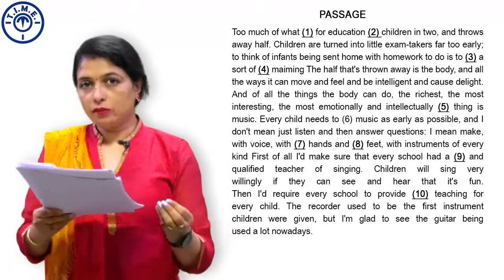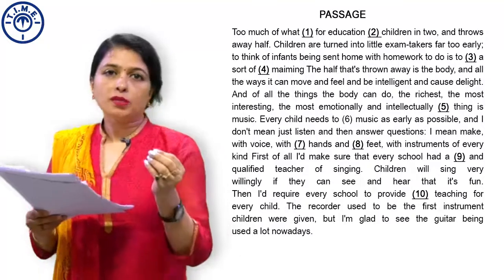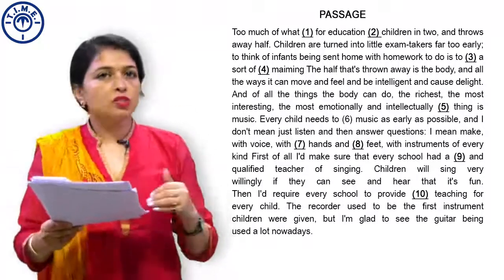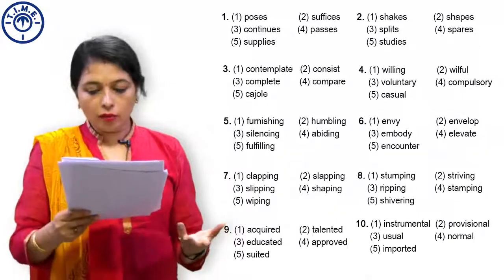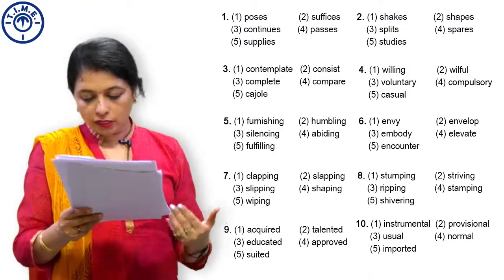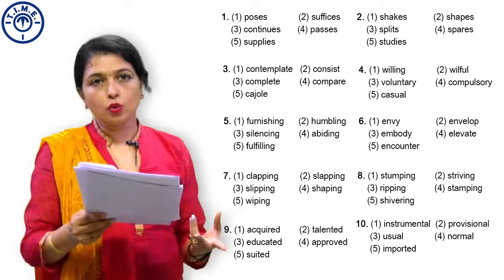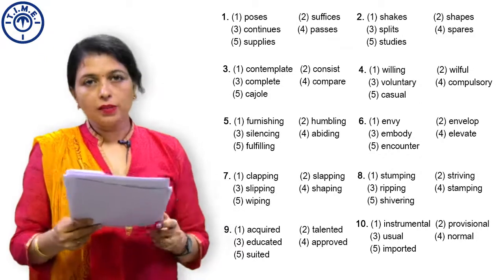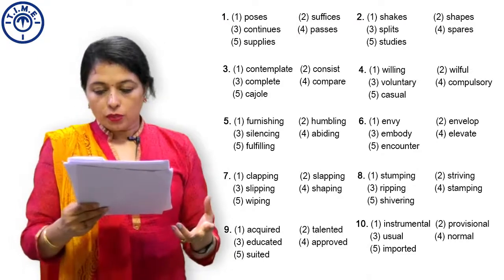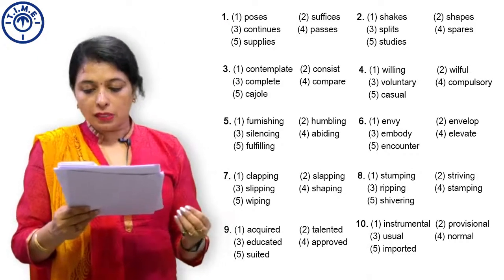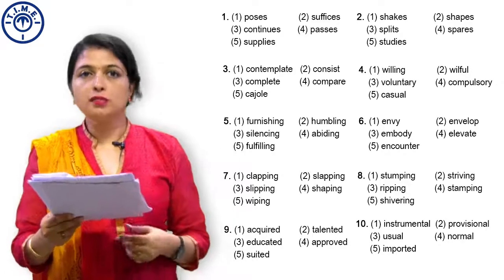Now, giving children homework to do, or putting them to a task of taking exams, is something which they do not need or do not deserve at such an early age, and therefore, among the choices given, contemplate, consist, complete, compare and cajole, contemplate is the best bet, because it means think deeply. So, to think of infants being sent home with homework to do is to contemplate a sort of dash maiming.